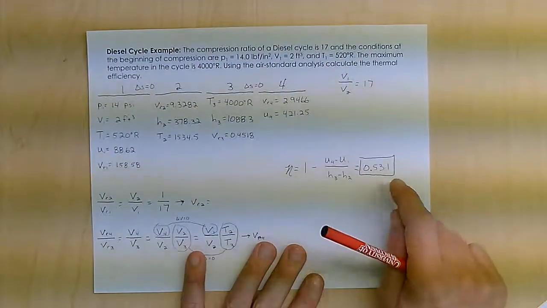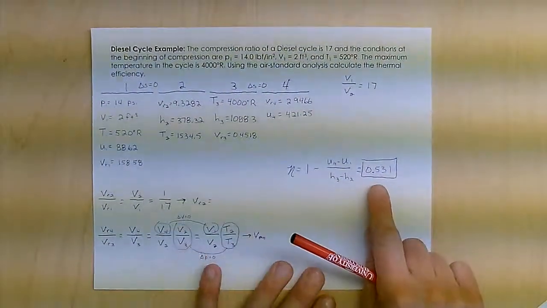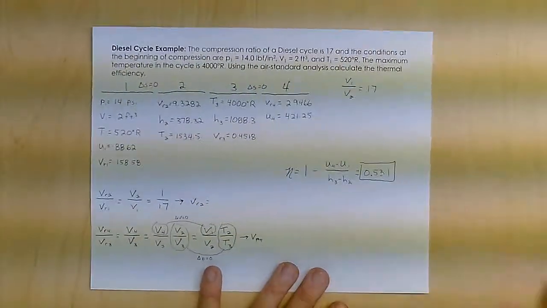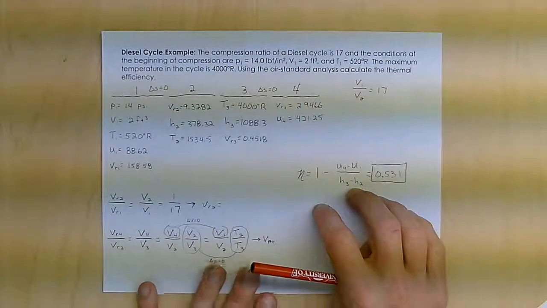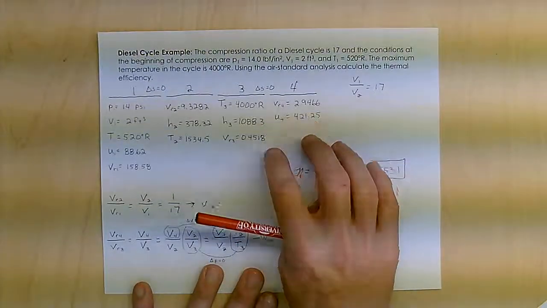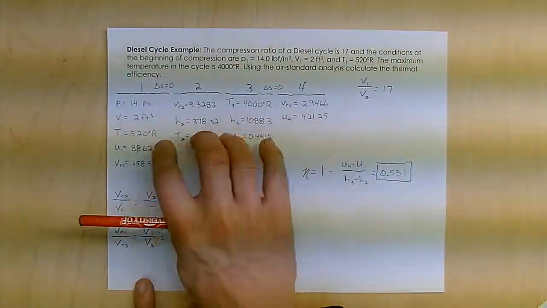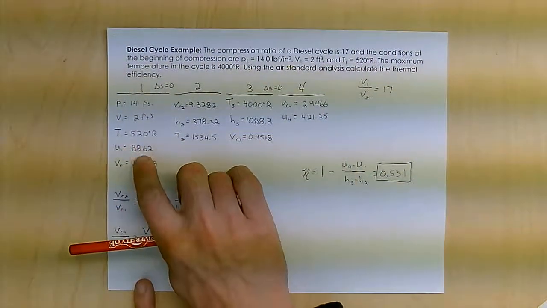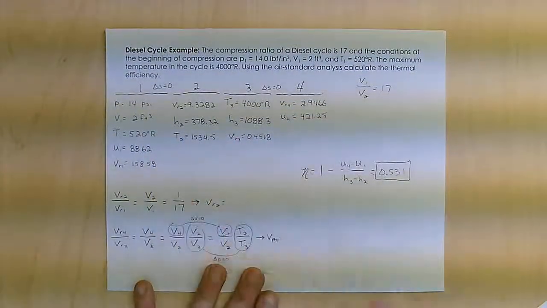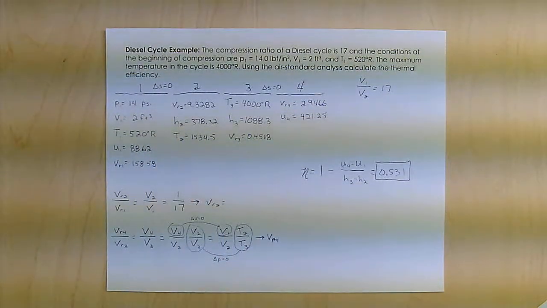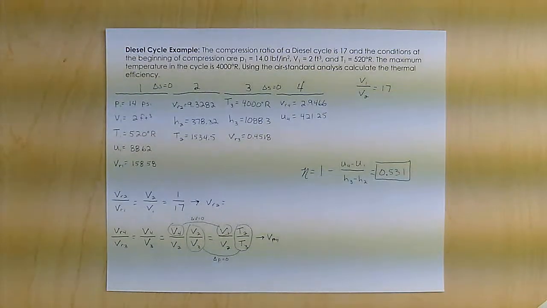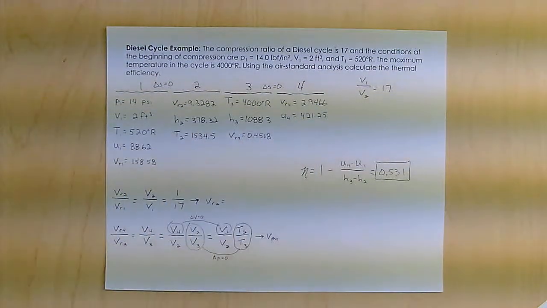Which is actually significantly different than the 60.3% we found for the cold air standard. So you get more than a 10% difference when using the cold air standard compared to the air standard. This is my preferred method, so if it doesn't state otherwise, this is the way I would do it. I would do it using the tables, using U and H, rather than using the very poor idea that specific heats are constant, which they wouldn't be for these large temperature ranges.